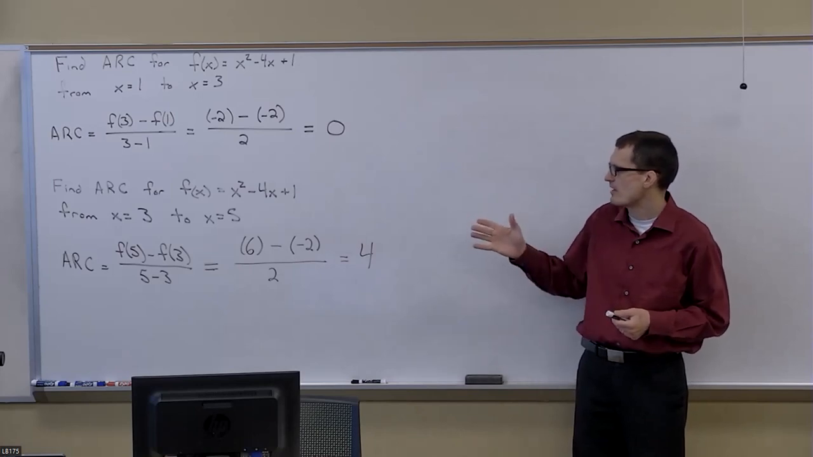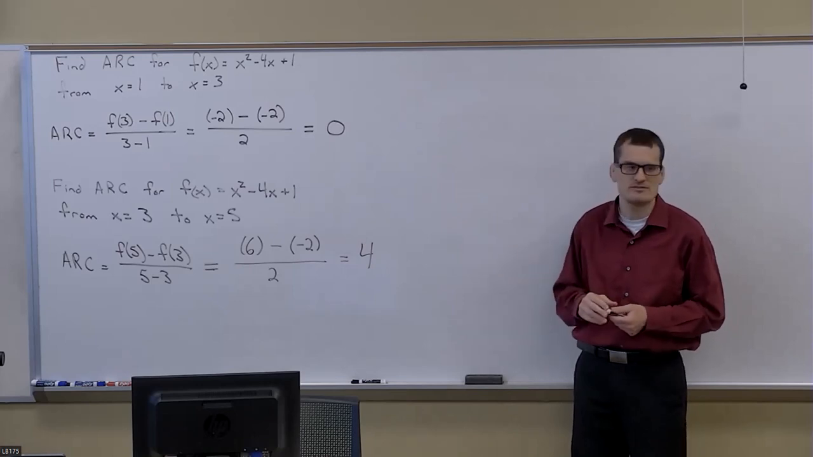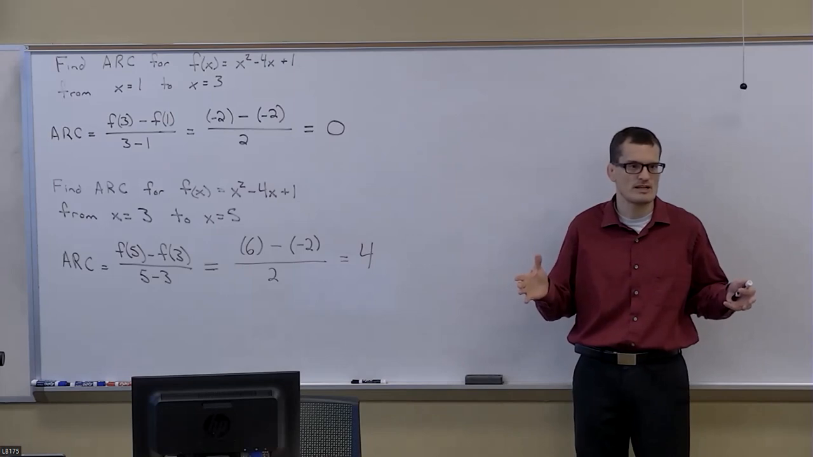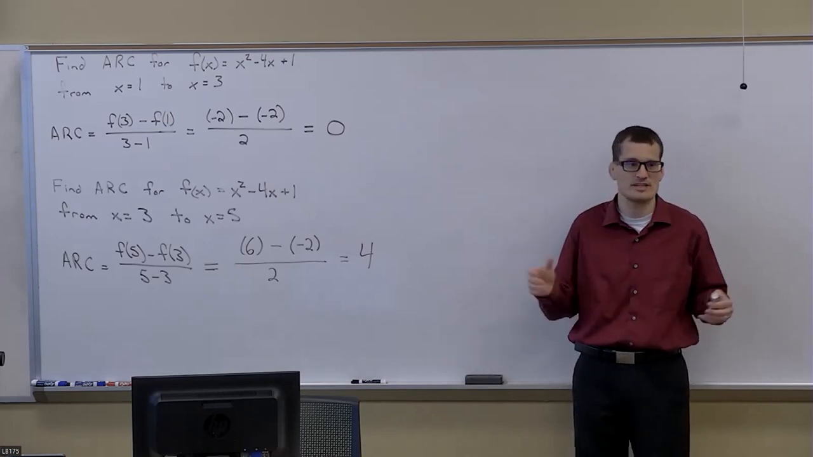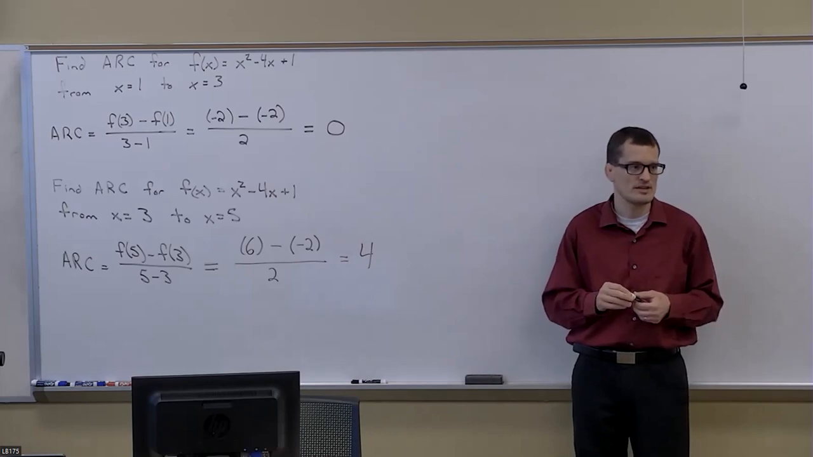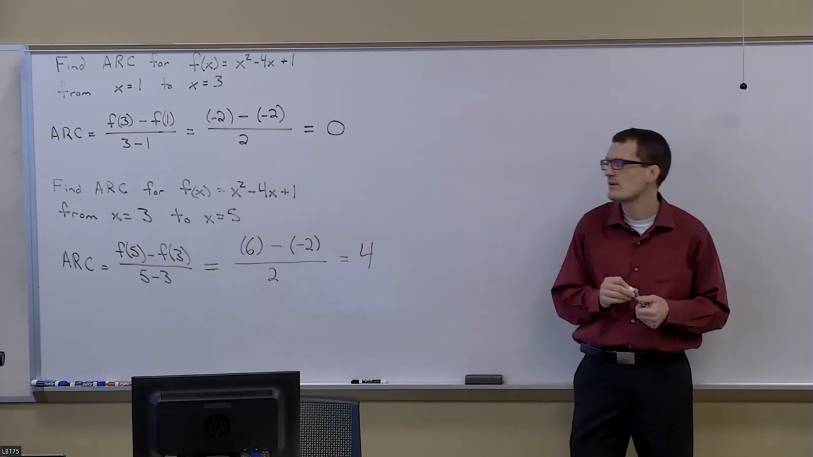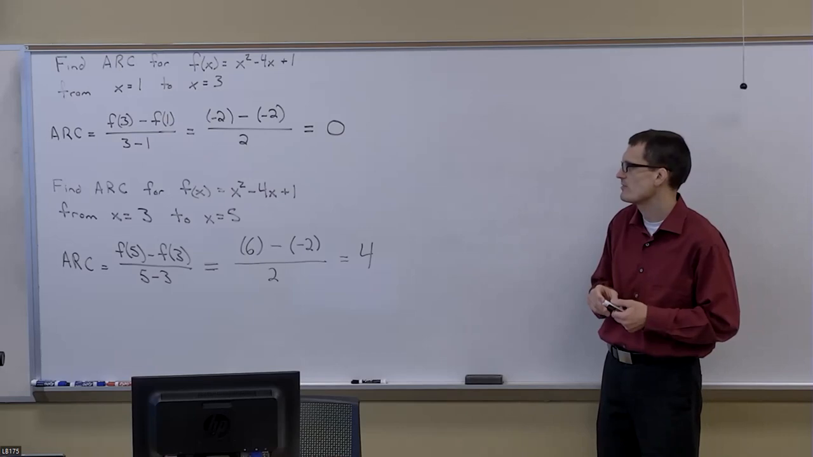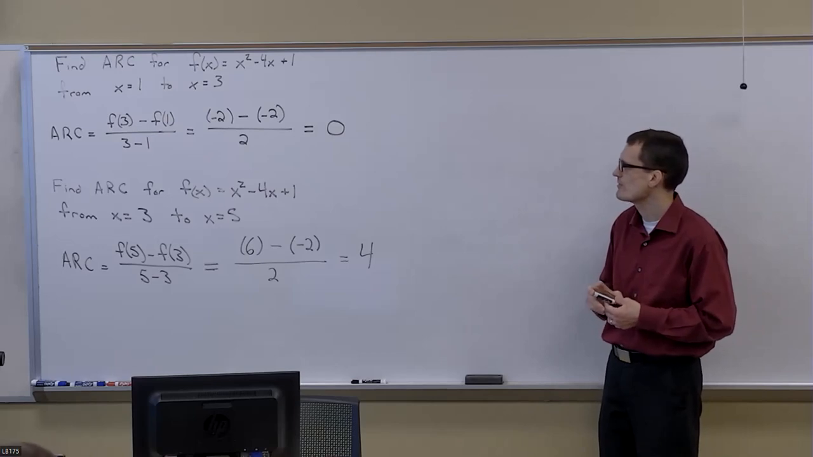Obviously, our denominator was 2 in both cases, but you can have any gap that you want, right? You can go from x value of 1 to x value of 19. Your gap is 18. Gap between x values. You can go from x value of 1 to x value of 2. And so on and so forth.